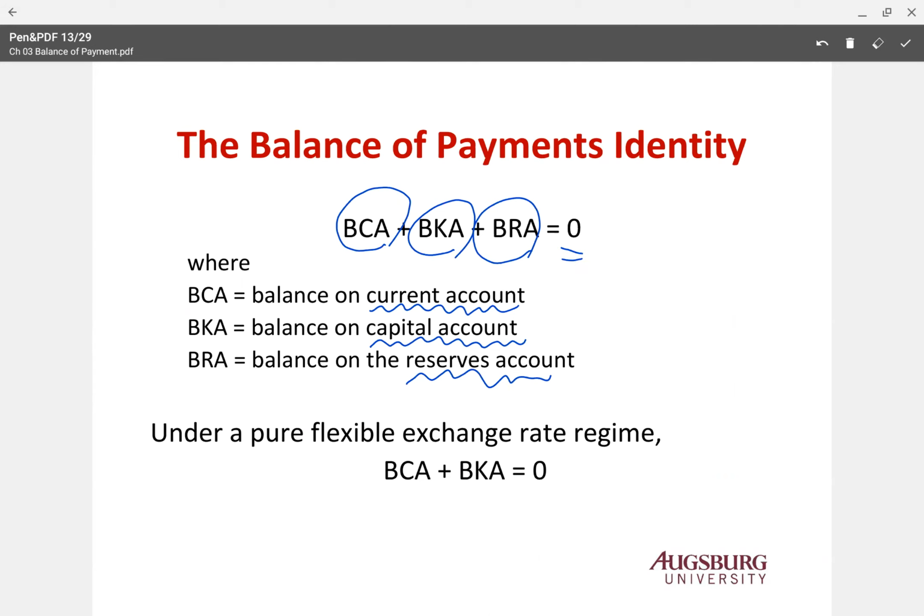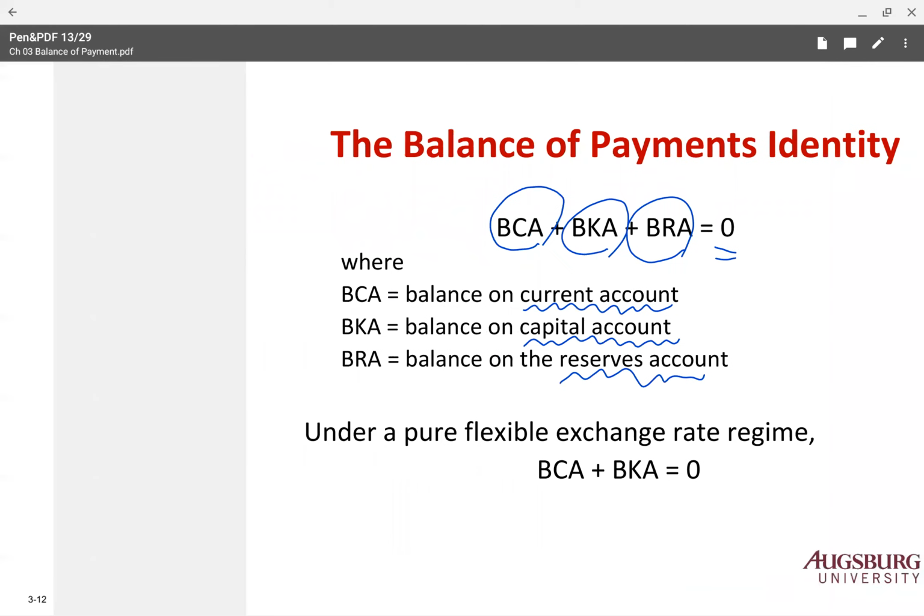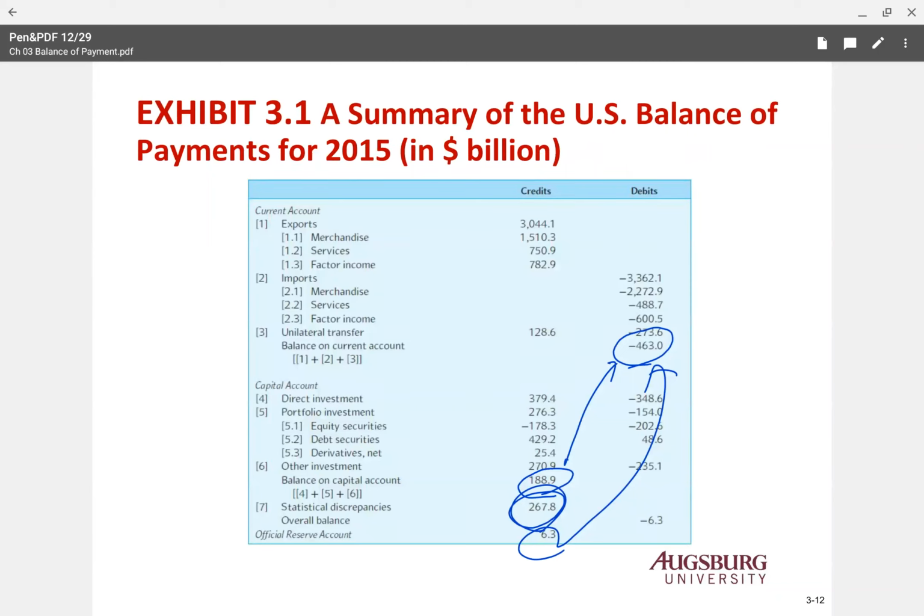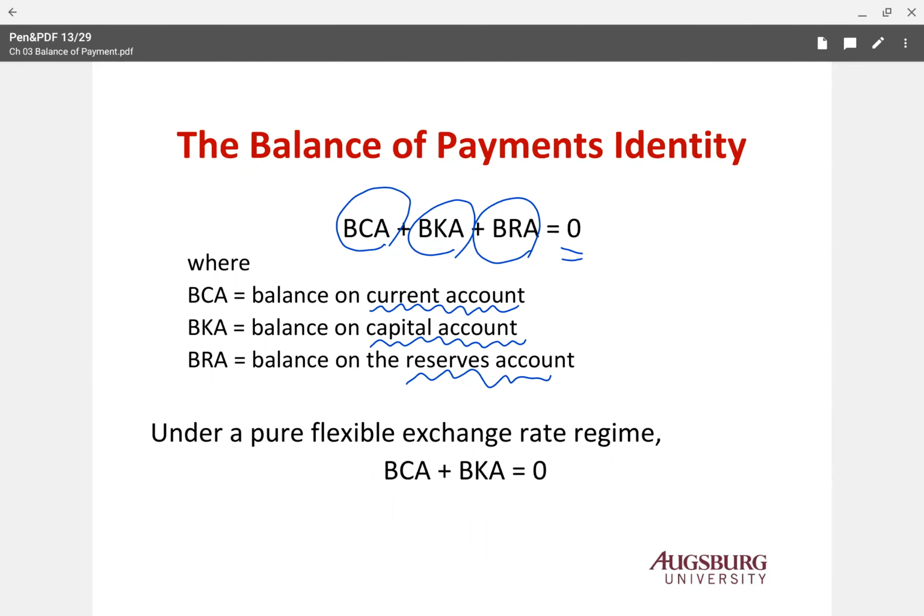As we saw previously, in fact, there may be some statistical error. So in practice, there's an account called the statistical discrepancies, but theoretically, this should hold. It means that if some deficit happens, it should be financed through the other accounts.